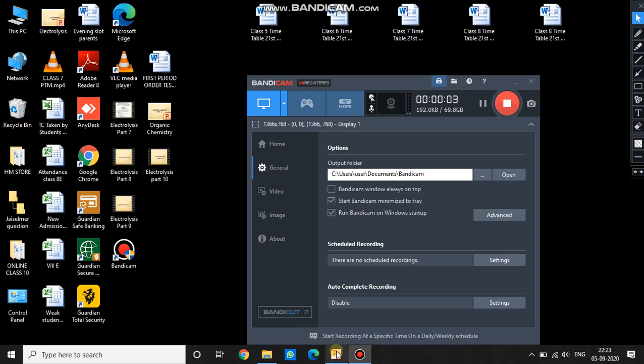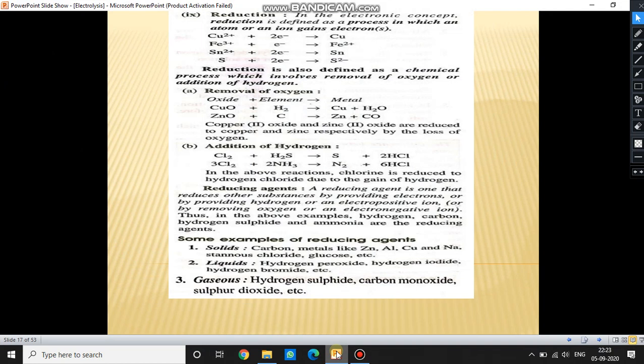Continuing with the topic electrolysis, today we are going to study what is reduction. So, children, what is reduction? Reduction is basically a process in which an atom or an ion gains electrons. Oxidation was loss of electrons. Here it is gain of electrons.